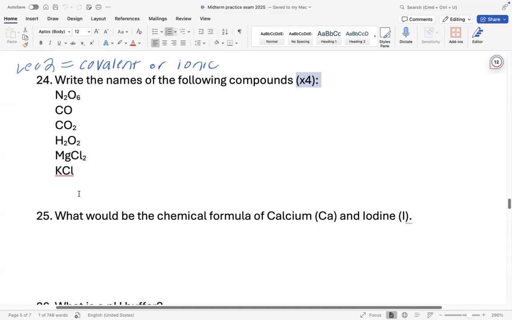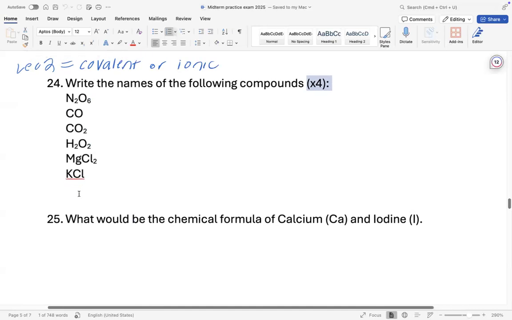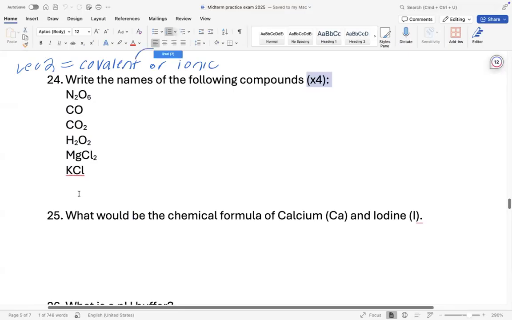I want us to go through and identify if these compounds are covalent or ionic. How do you know if something's covalent or ionic? Covalent compounds are between a metal and a nonmetal. No, I'm sorry. They're between 2 nonmetals. And then ionic is between a metal and a nonmetal.